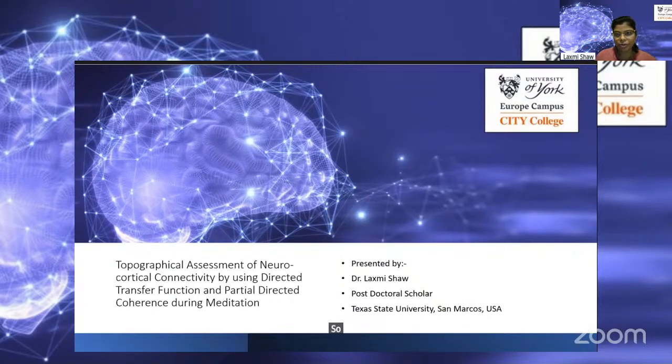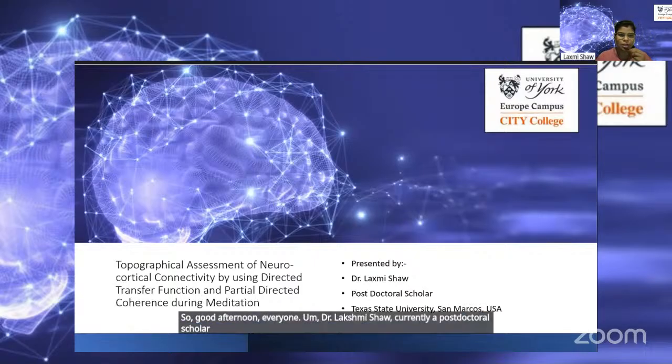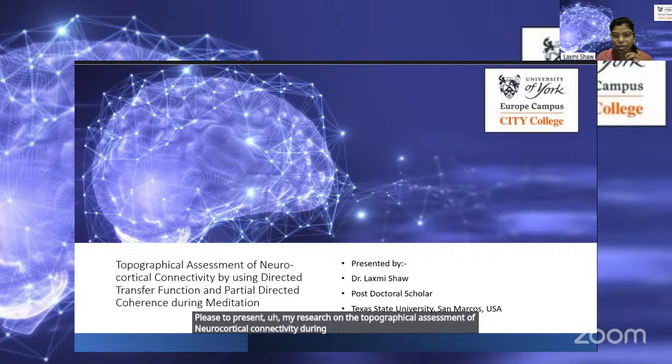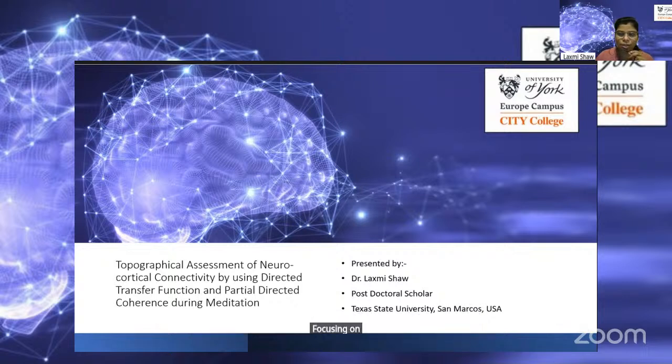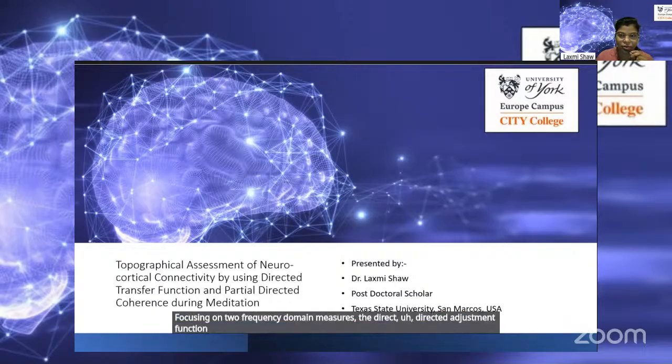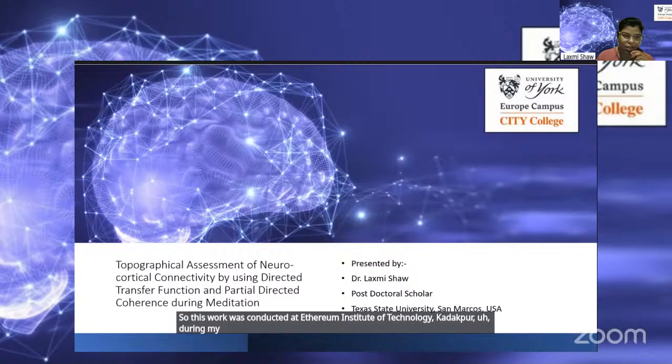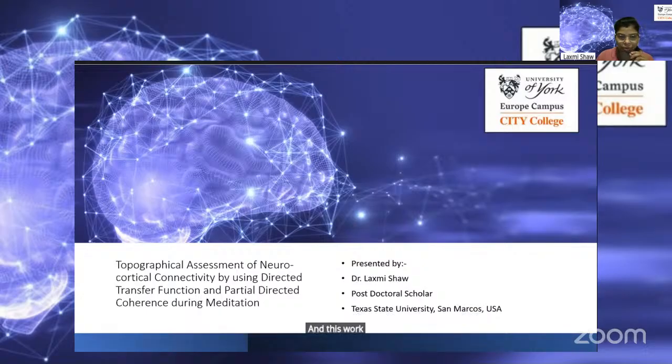So good afternoon, everyone. I am Dr. Lakshmi Shaw, currently a postdoctoral scholar with Texas State University, USA. Pleased to present my research on the topographical assessment of neurocortical connectivity during meditation, focusing on two frequency domain measures, the directed transfer function and partial directed coherence. This work was conducted at Indian Institute of Technology, Kharagpur, during my PhD, and has already been published in Springer Cognitive Processing.